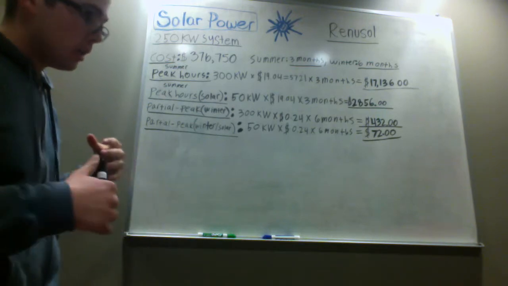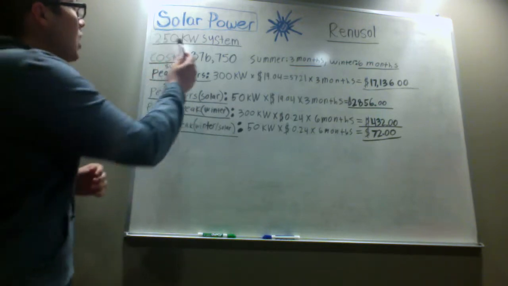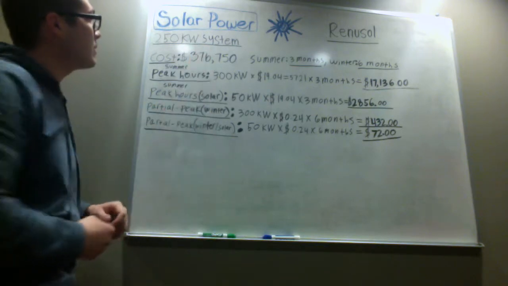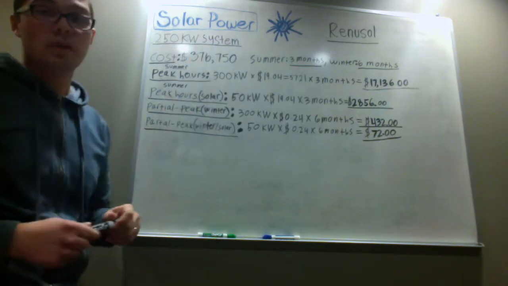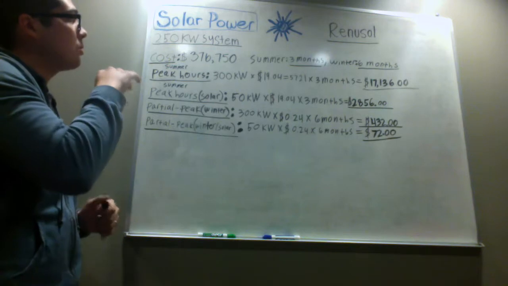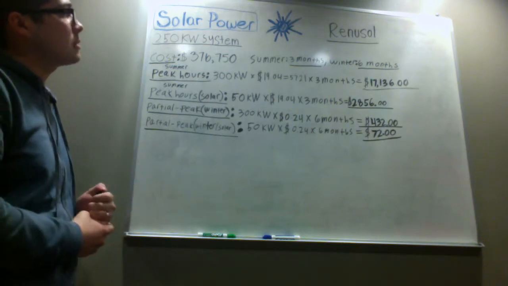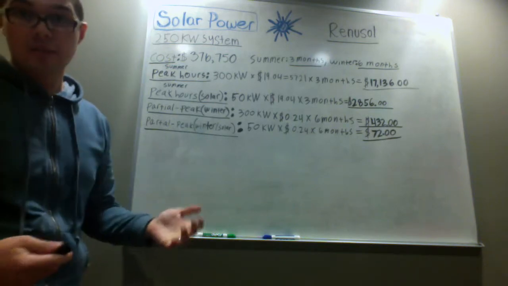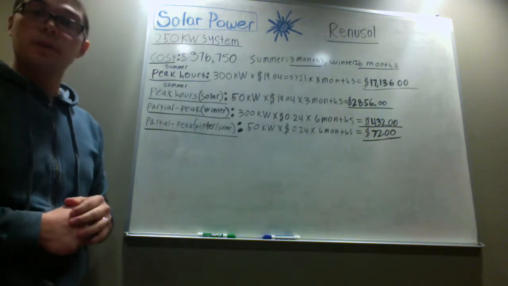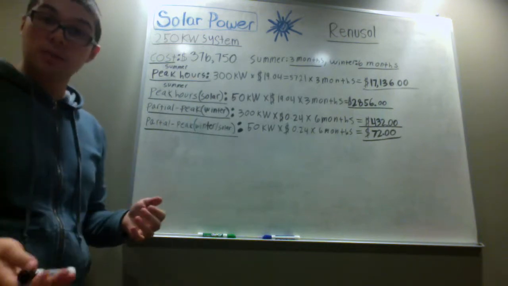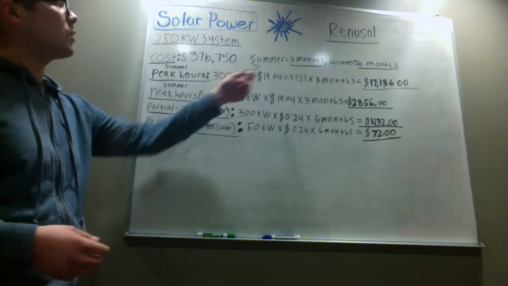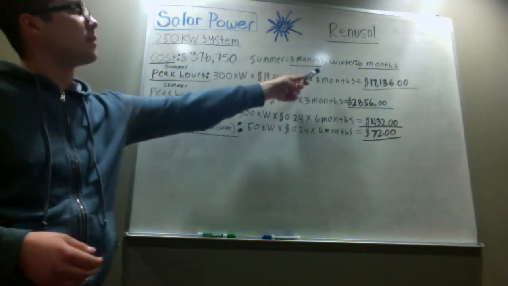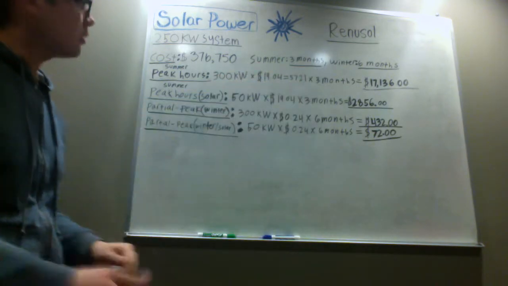And so the cost of all of that is going to be $376,750. So to calculate how much money is going to be saved when you use it during the operating period of August 1st to April 30th, 3 of those months are in the summer, and then 6 of those months are going to be during the winter.